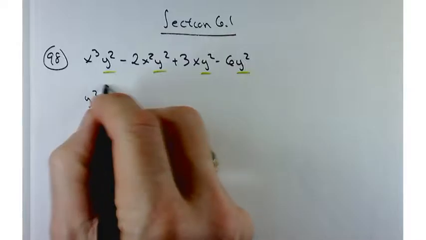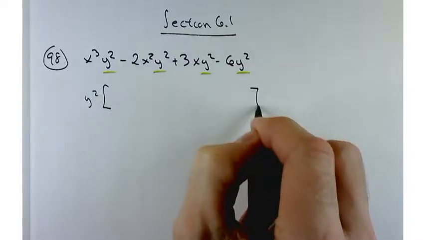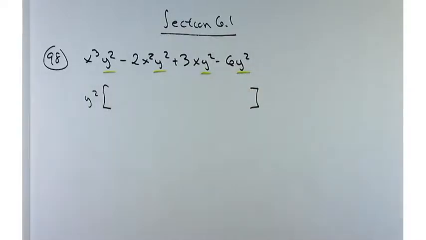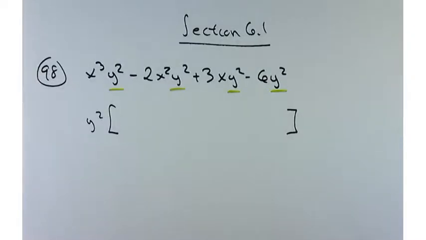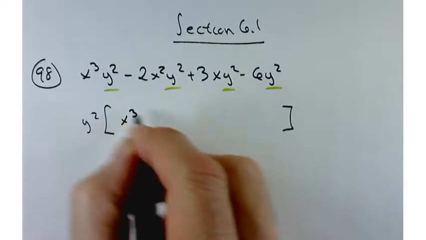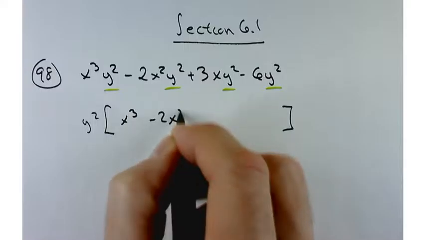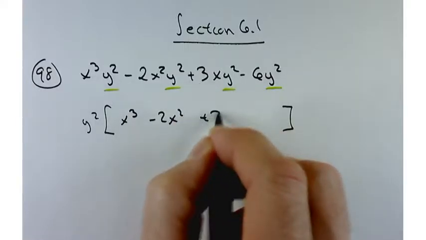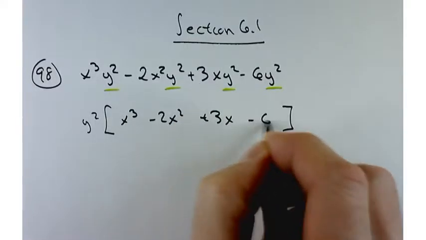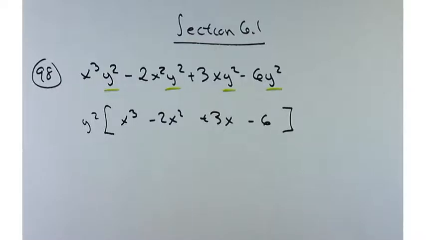So if I factor out the y squared, what gets left behind? Well, an x cubed minus 2x squared plus 3x and a minus 6. So that the y squared was in common to all of these. There's still some more factorization we're going to do, but I'm not going to do that quite yet.